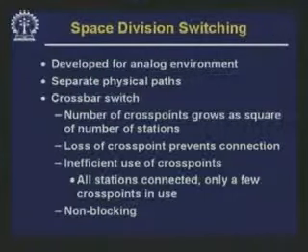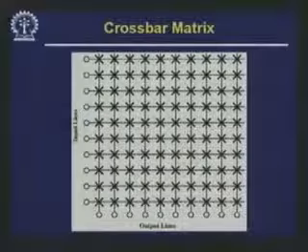And the simplest of space division switches is a crossbar switch. The number of cross points grows as the square of the number of stations, as we will see. Loss of a cross point prevents connection if a particular cross point becomes bad. It is an inefficient use of cross points: with all stations connected, only a few cross points are actually in use. This is fully non-blocking. Let us first have a quick look at a crossbar switch. A crossbar switch is very simple.